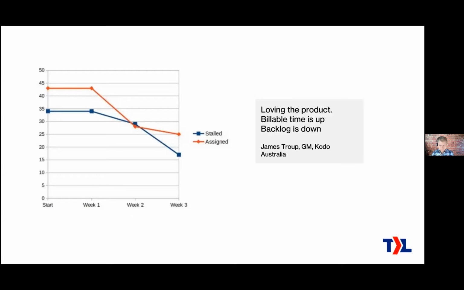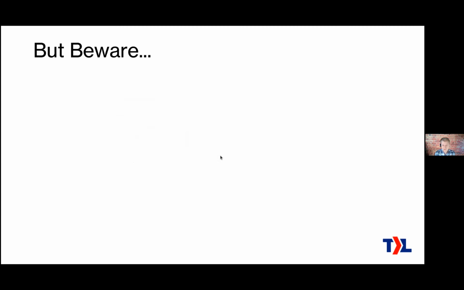Okay, so let me show you what can happen when someone takes some of these methods and uses them. One of our good friends there in Australia, James, says he's loving the product. Billable time is up, backlog is down. They found that in just 3 weeks of using practices like this, they got their work they considered stalled down from 35 to 17 tickets, and work that's assigned was down from 43 to 25 tickets, just in 3 weeks by using this sort of technique.